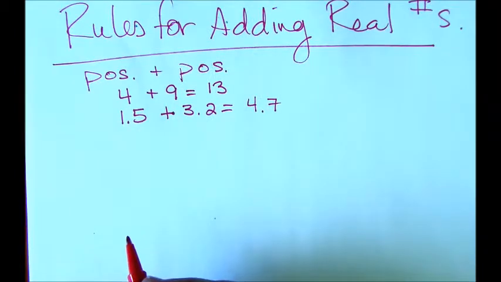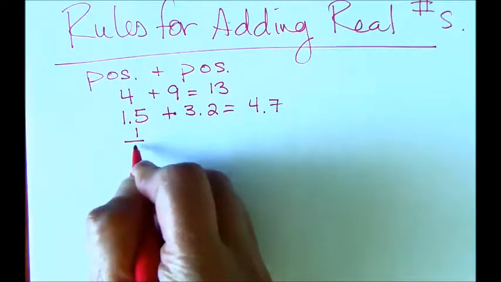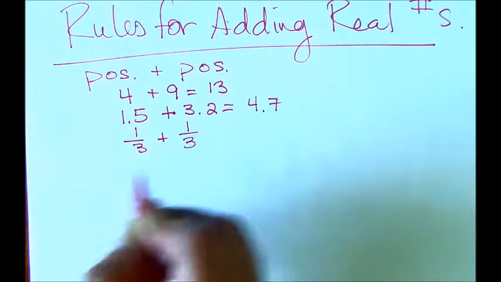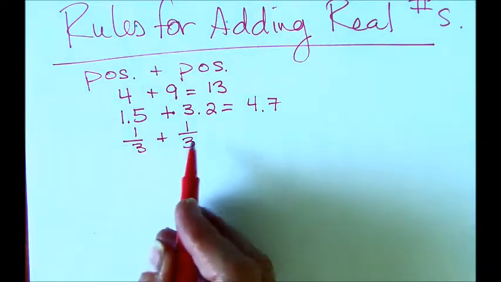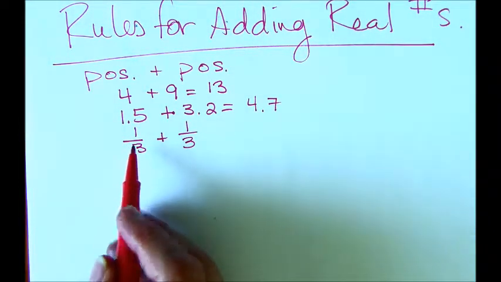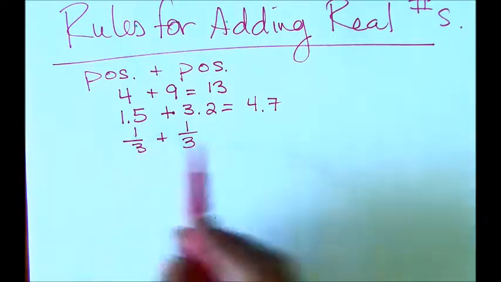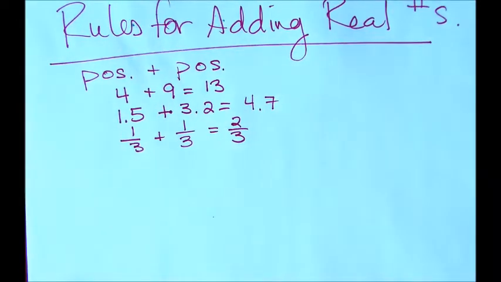If I were working with fractions, and in this case I'm just going to use fractions that have the same denominator so we don't have to mess with finding a common denominator first. We're just going to add these two. Remember, when you're adding fractions, you're just going to add the numerators when the denominators are the same. So that will give us 2/3.